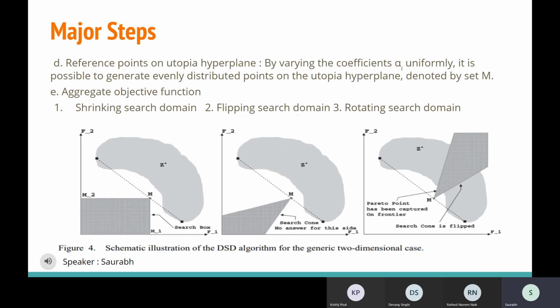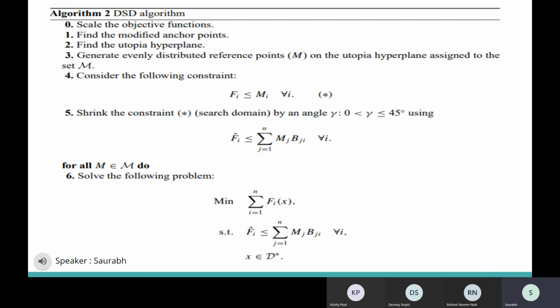Next, we vary the coefficients alpha i in the given equation uniformly, which then generates evenly distributed points on the Utopia hyperplane. The aggregate objective function is then represented using the summation of each objective function. Then we shrink our search domain around a given direction by introducing a new coordinate system and reference point at M, which will result in a search cone. As shown in the figure, this is then flipped opposite to the Utopia plane. We can also perform rotation on our search domain, as the entire Pareto front may not have been covered. Here, the directed search domain algorithm is shown in this slide with brief steps.